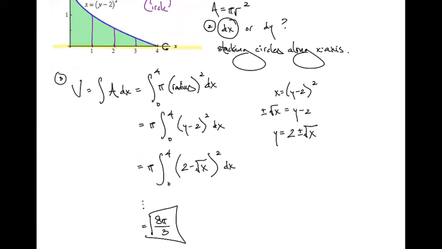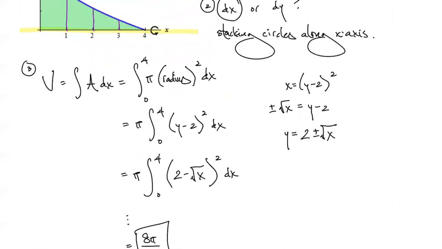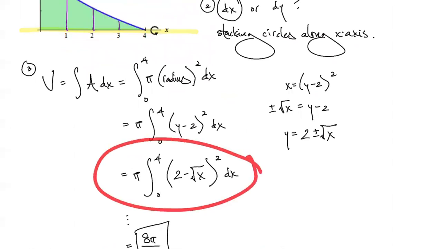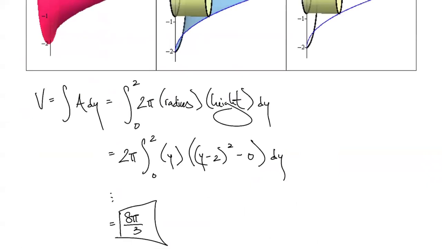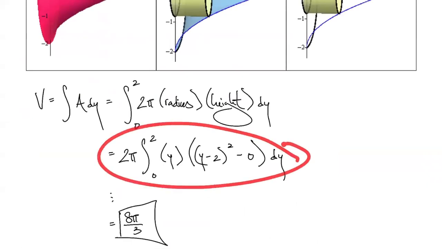Now, take a look at this integral for a moment. This one right here, this is the one you have to solve: pi, integral from 0 to 4, 2 minus the square root of x squared dx. And let's compare that to this one: 2 pi integral from 0 to 2 of y minus 2 squared.